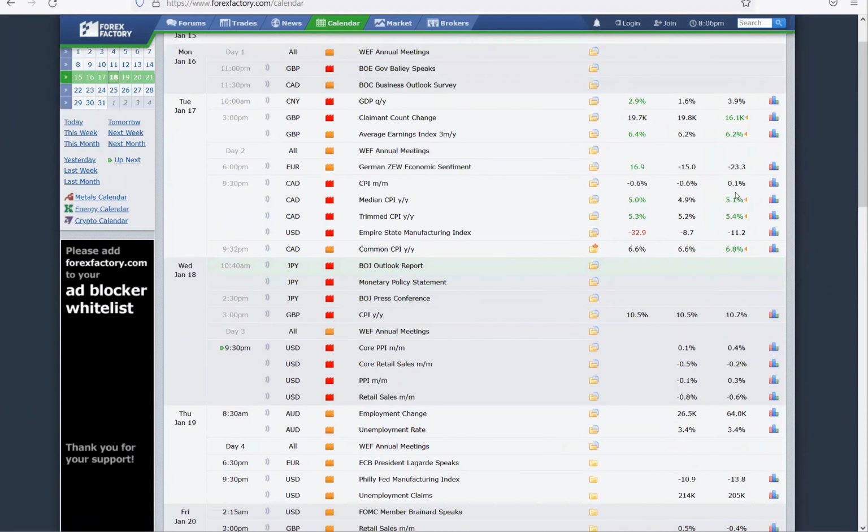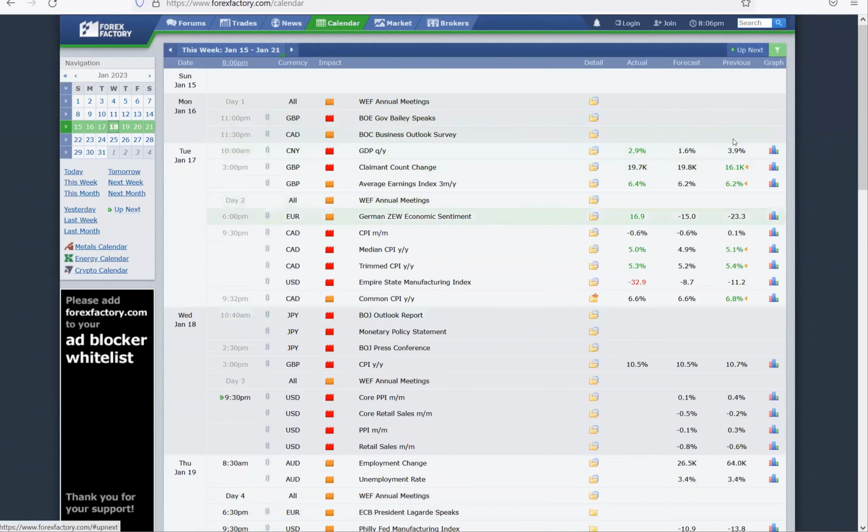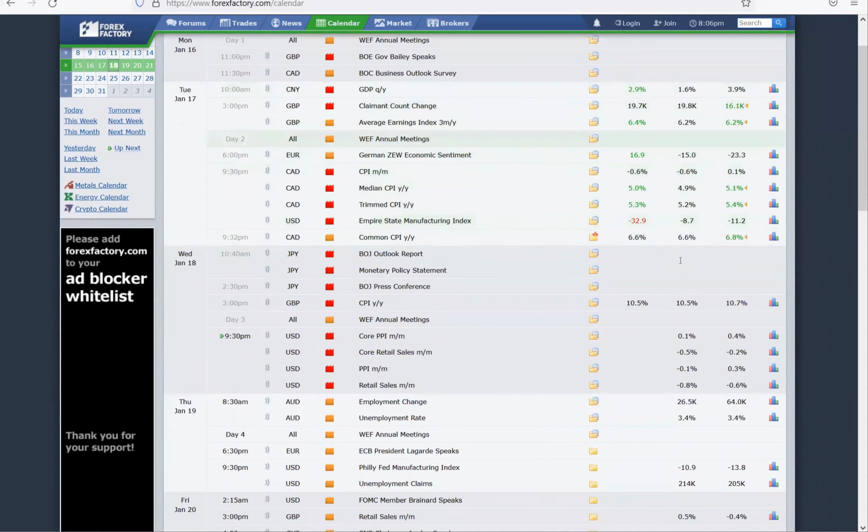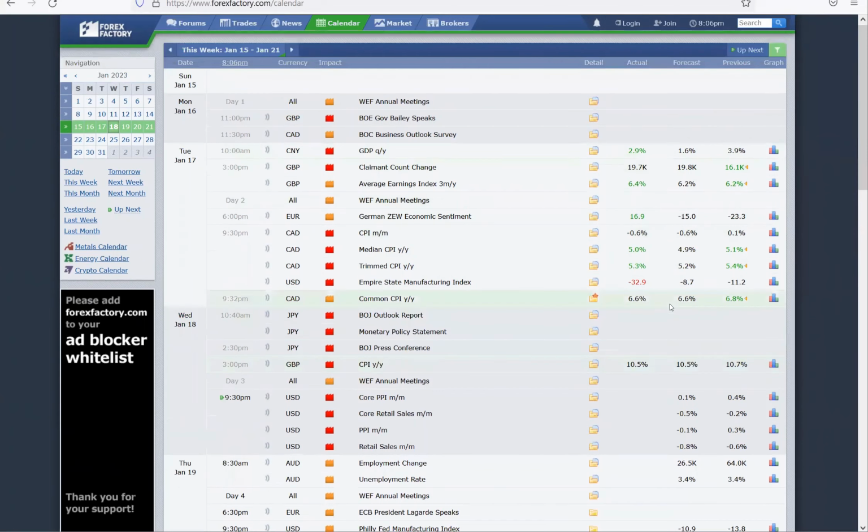How you can take a look at this is that it's basically the previous result, depending on whether it's the previous month or the previous annual data. You can also compare the forecast. Generally, if we're talking about inflation, for example, and inflation numbers turn out higher than expected, then there could be more hawkish expectations on central banks to raise rates.